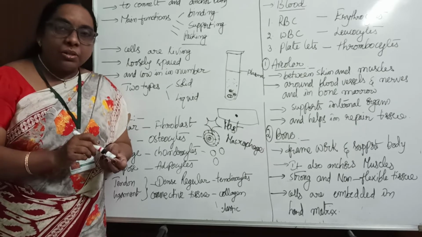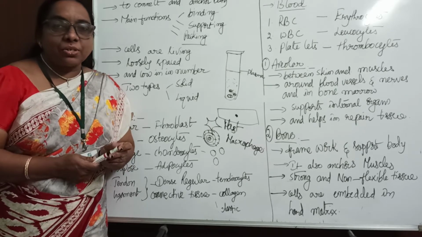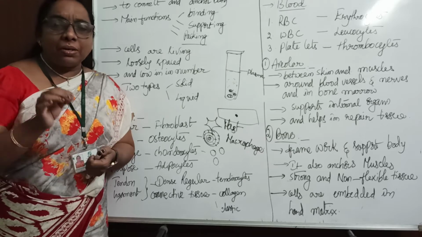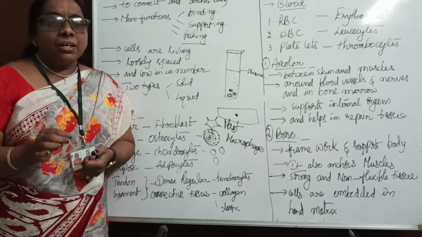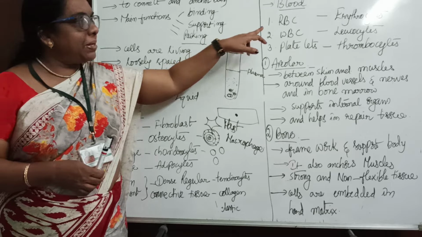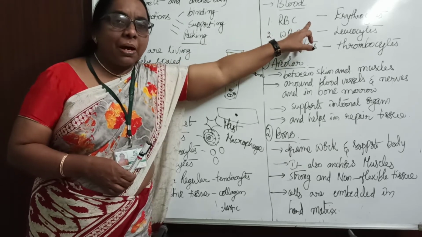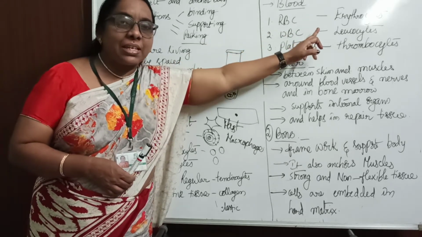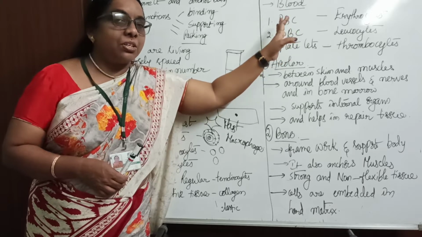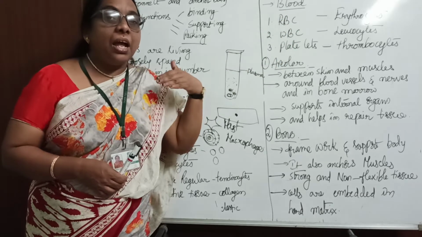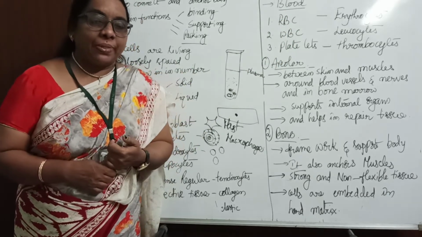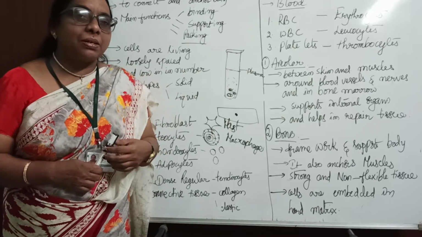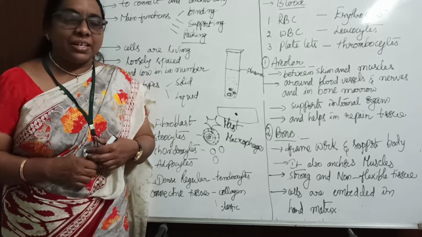Inside the bone there is a matrix. The tissue is called bone marrow. Bone marrow is a site where the production of red blood cells takes place. An RBC is also called an erythrocyte, and this particular process is called erythropoiesis. Continuous production of red blood cells takes place in the bone marrow region.